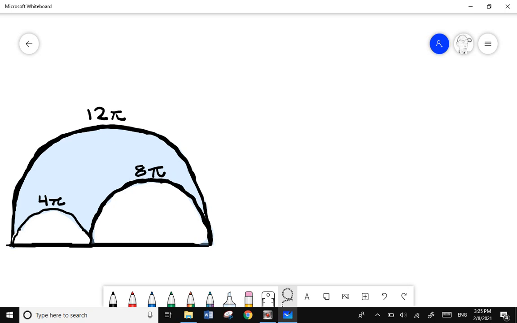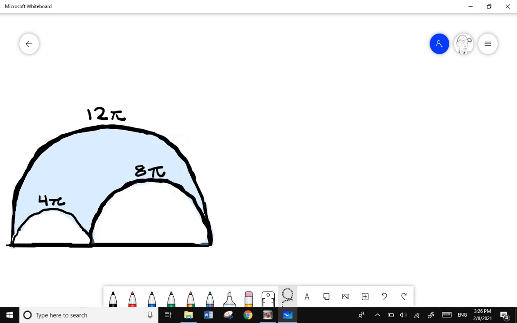Hey everyone, the question we're going to be working on today is where we have this diagram here, and we know that this largest semicircle's circumference is 12 pi, okay? We know that this smaller semicircle circumference is 4 pi. And finally, we also know that this semicircle circumference is 8 pi.